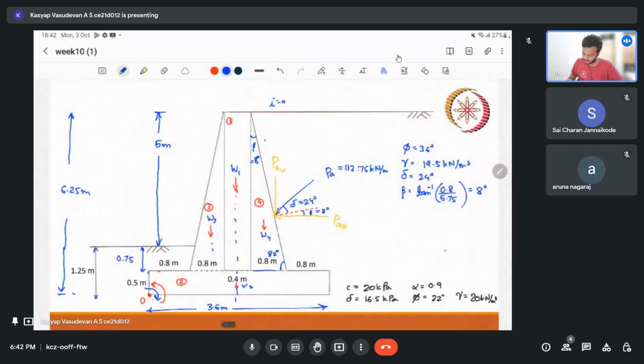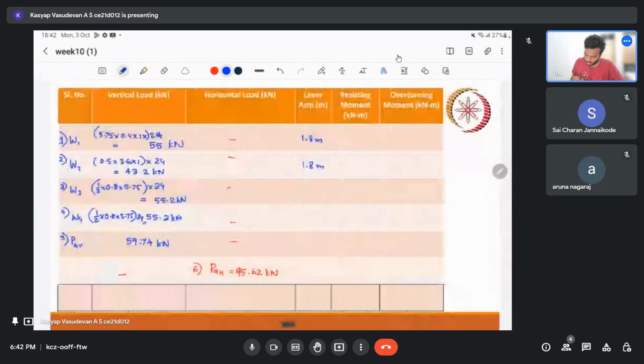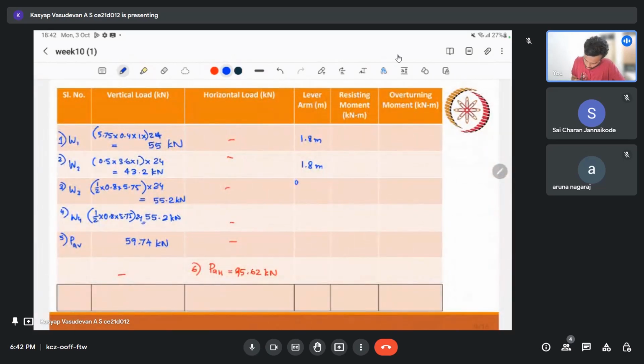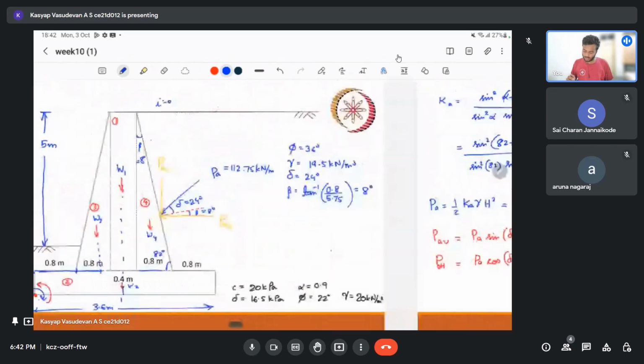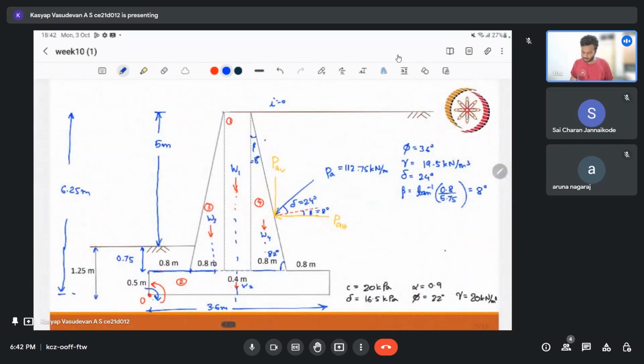This triangle, I have to get 0.8 plus 2 by 3 of 0.8. That is from this distance, that is 2 by 3. So 0.8 plus 2 by 3 of 0.8. This is 1.33 meter. And the W4, that is this particular distance I need, that is 0.8 plus 0.8 plus 0.4 plus 1 by 3 of 0.8. So here it's near to the vertical side, so this distance is 1 by 3 of base.